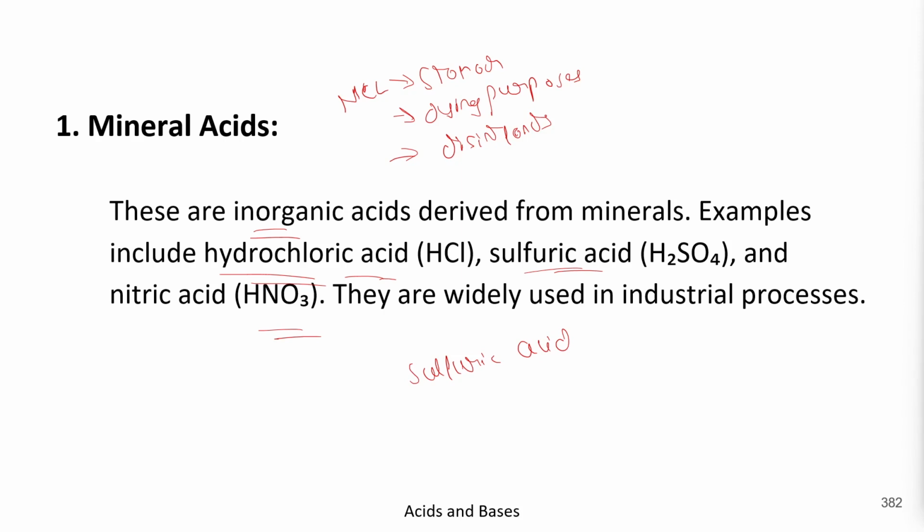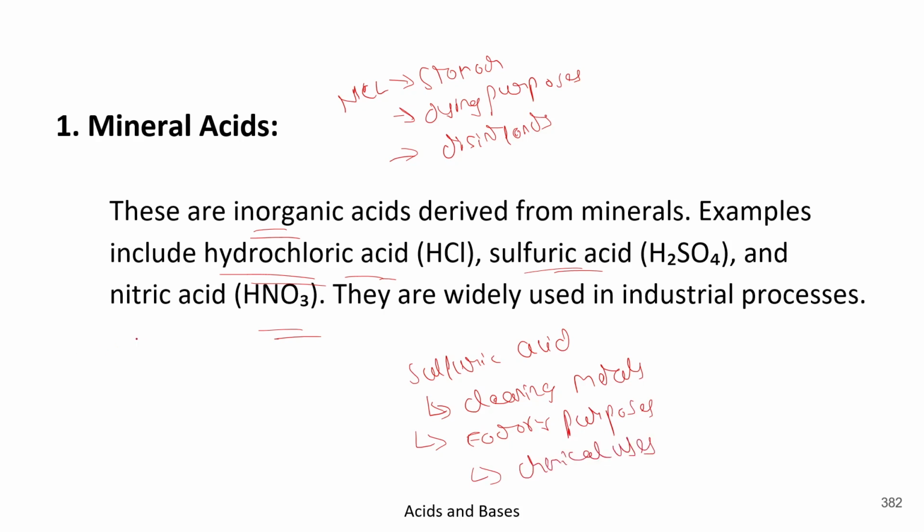Whereas sulfuric acid is used for cleaning metals, factory purposes, and thereafter various chemical uses. Thereafter your nitric acid is basically used for fertilizers, explosives, and TNT. TNT is basically used for some other purposes other than explosives. Got it? So these are the mineral acids.